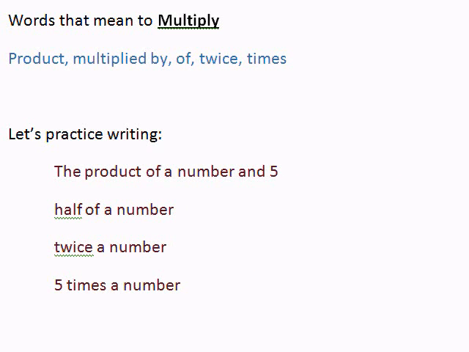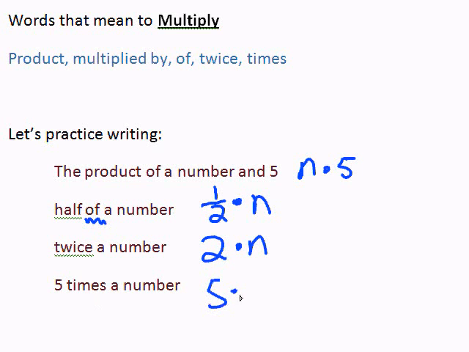Now we're going to look at words that mean to multiply. Common multiplication words include product, multiplied by, of, twice, and times. Let's take a look at a couple of examples. The product of a number and 5, n times 5. Half of a number. The word of means we take half, which is 1/2, and we multiply it by our number. Half of times a number. Twice a number. Again, 2 times a number. 5 times a number, well, it's 5 times a number.